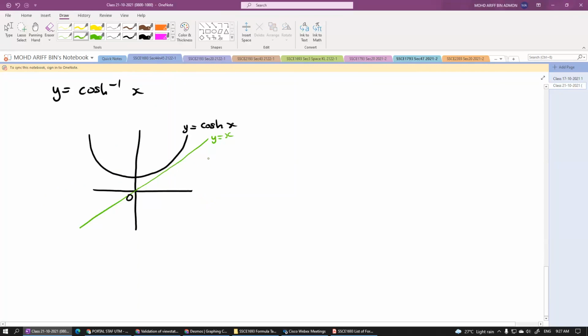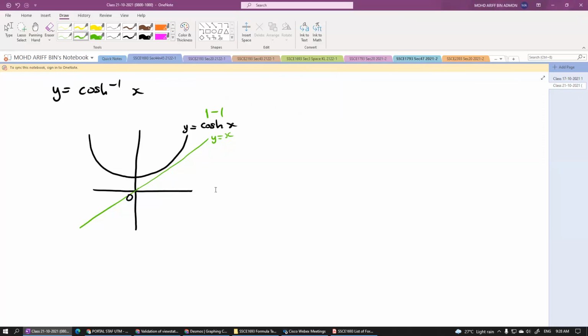But before you draw this line and make the reflection, you must ensure that in order for us to get the inverse function, bear in mind the relation must be one-to-one. If our original function is not one-to-one, we have to modify it. In this case it is many-to-one, like cosine hyperbolic. So how can we make it one-to-one? You restrict the domain of your original function cosine hyperbolic.